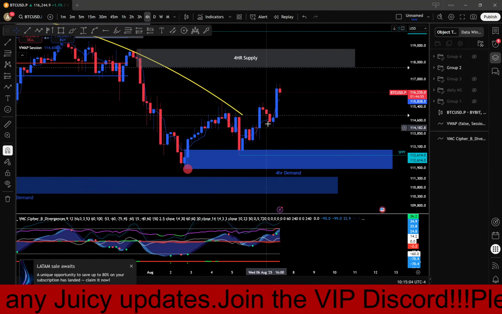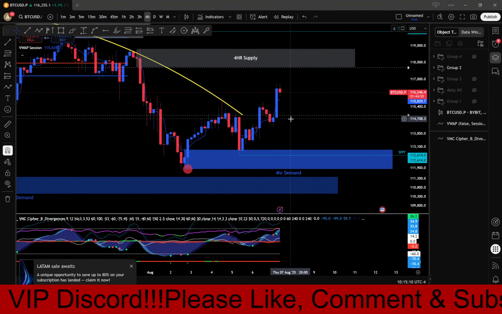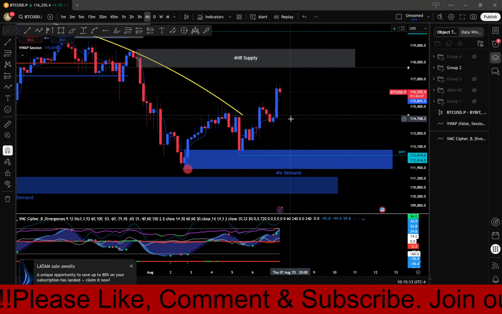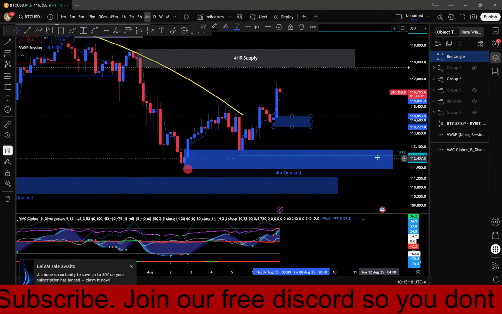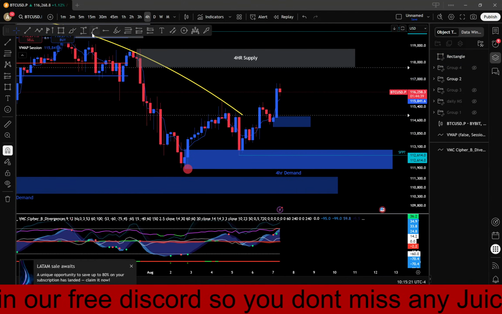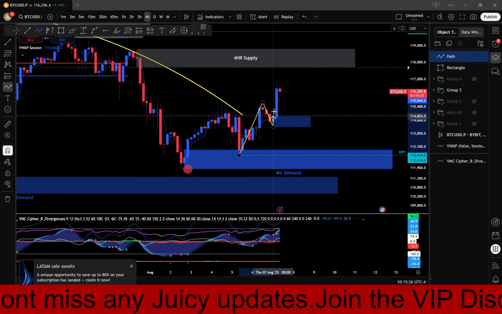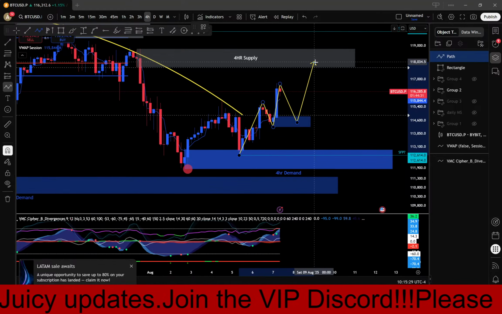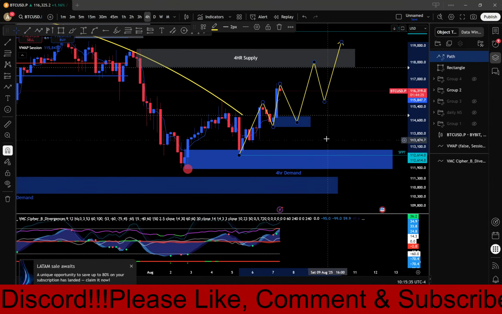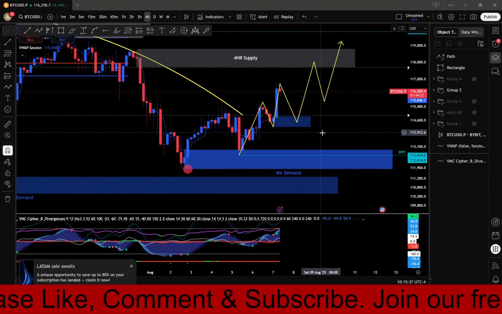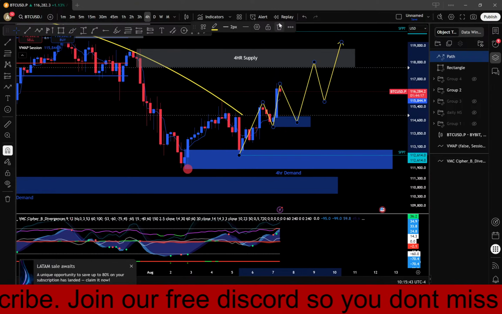What we could expect is probably a move back down to visit the area of demand right here. So we can expect price to do something like this. We basically made a higher high, higher low, higher high, higher low, a higher high, then a higher low, and then a higher high, keeping with the uptrend. So that is what I expect can happen.